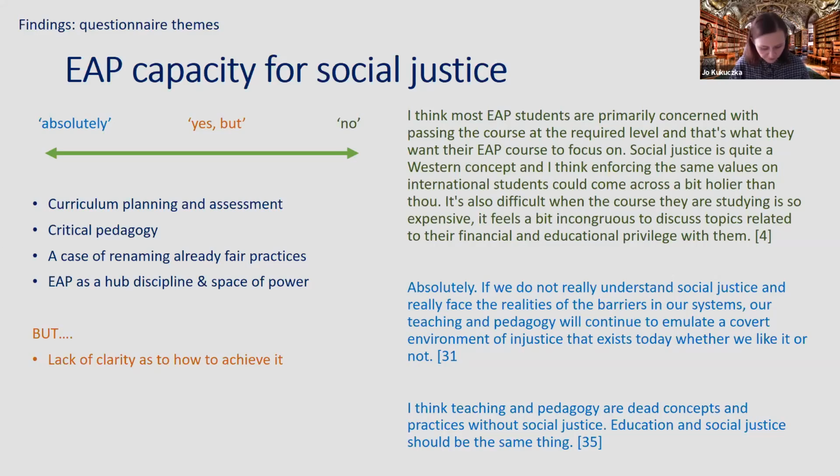So you can see the emerging themes again, from absolutely to yes, but to no. The emerging themes were mainly around curriculum planning and assessment, critical pedagogy, a case of renaming already fair practices, EAP as a hub discipline and space of power, but, for example, lack of clarity as to how to achieve it. So lack of this explicit instruction, support and so on.